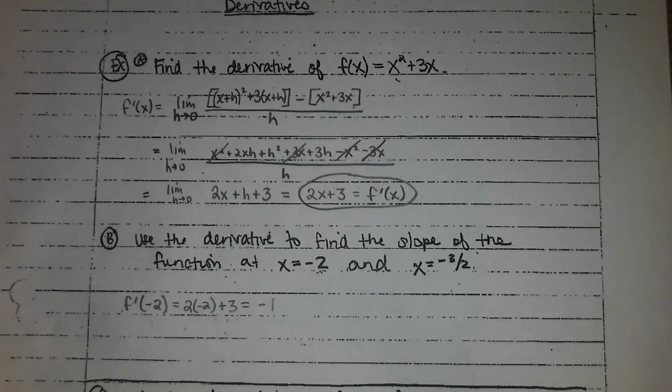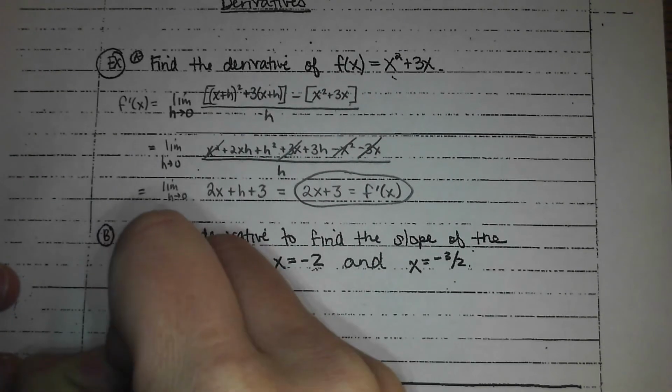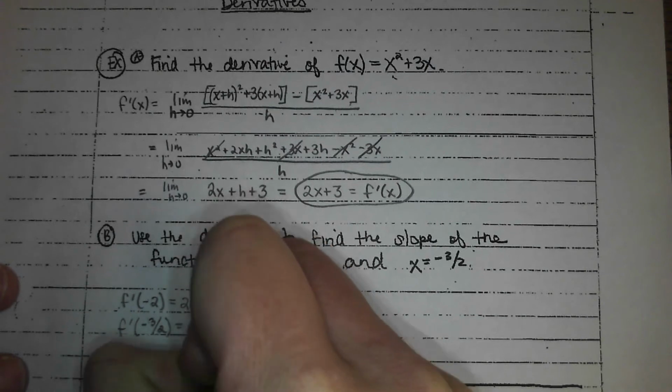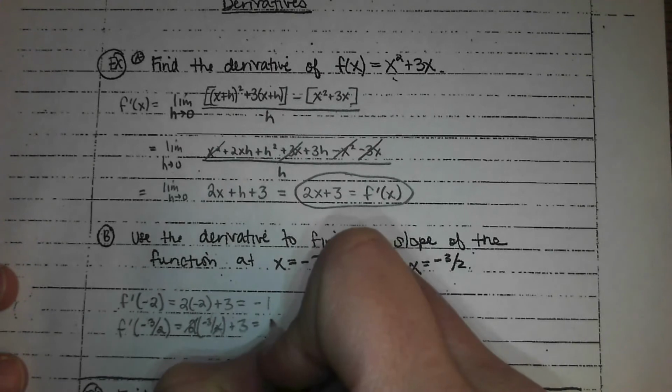And then also at negative 3 halves, so f prime of negative 3 halves, 2 times negative 3 halves plus 3. That 2 and that 2 will cancel. It'll be negative 3 plus 3, which is 0.